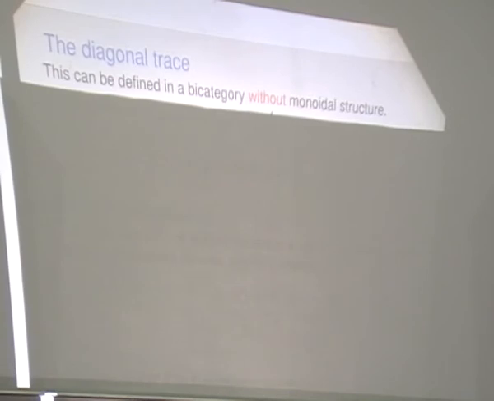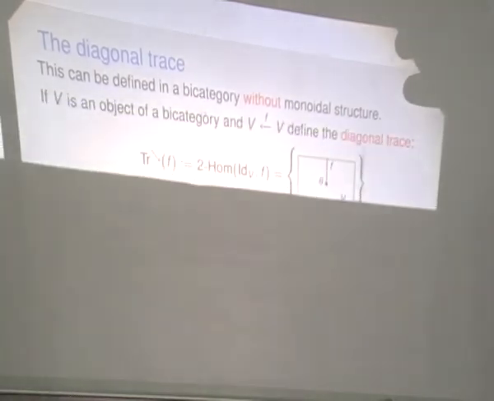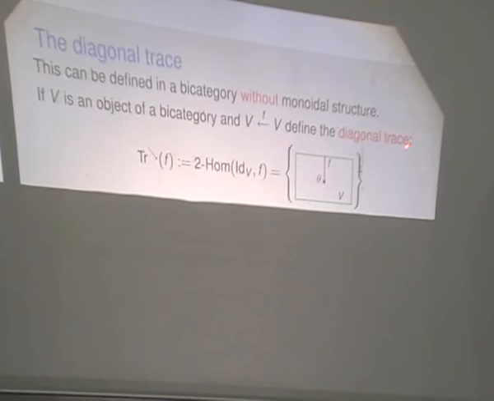The important thing here is that if you just have a bicategory without a monoidal structure, so we've just got 1 morphisms and 2 morphisms, we haven't got this tensor product, then we can also define this other thing which deserves the name trace. Suppose we have an object V of a bicategory, and again we've got a morphism F from V to V. We define its diagonal trace, this time, to be the set of two morphisms from the identity morphism on V to F. And I'm just going to draw this schematically.